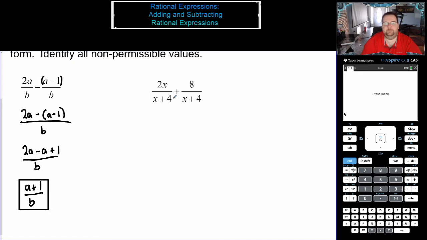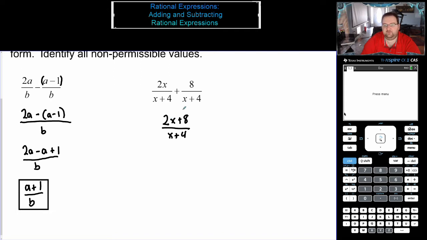Let's do another one. These have the same denominator, so I can just add them together. 2x plus 8 over x plus 4. I'm not going to be done just yet. And why am I not done just yet? I can see this can be factored. And as long as you can simplify, you're not done. You always want to keep going.